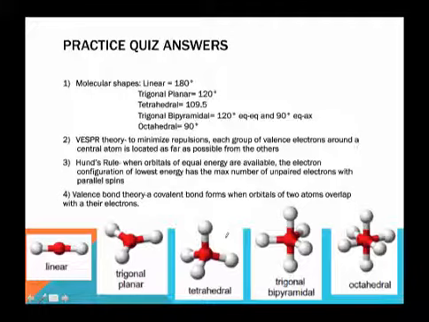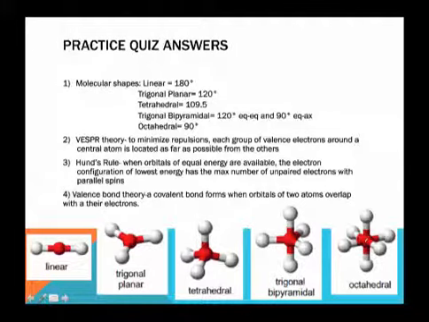109.5 degrees. The next one is trigonal bipyramidal. This one kind of looks like trigonal planar, except it has 2 bonds coming out through the axial position, while there's 3 bonds in the equatorial position. And so the bond angle from an axial position to an equatorial position is 90 degrees, whereas the bond angle from one equatorial position to another equatorial position is 120 degrees, just like in trigonal planar.